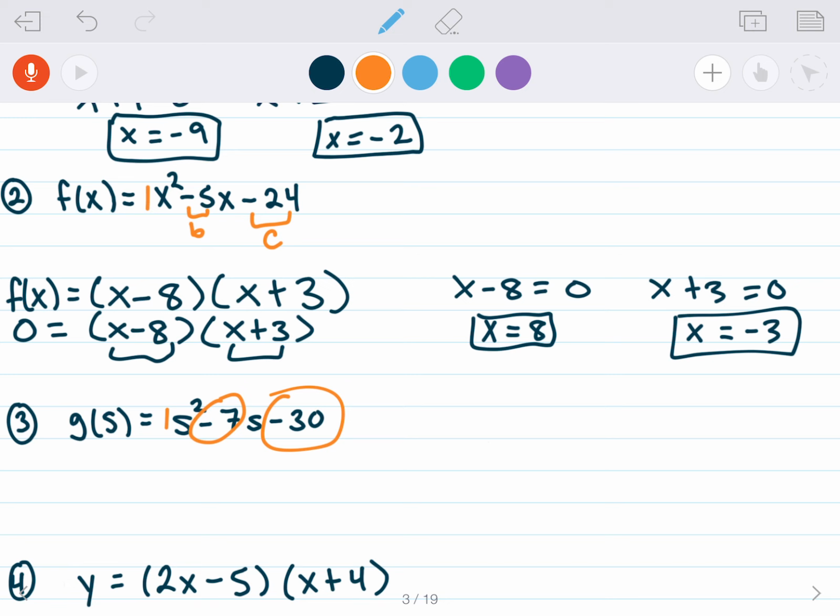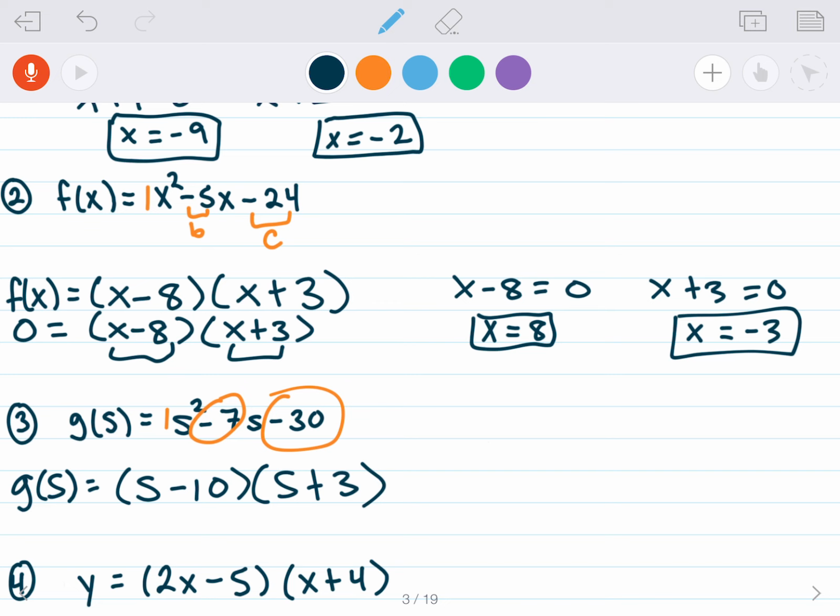Well, 10 and 3 make 7. So it's going to be -10 and +3. So we have (s - 10)(s + 3). These two numbers multiply to -30, and at the same time, when you add them together, you get -7. So those are the missing numbers. So that's g of s. Now we're in factored form.